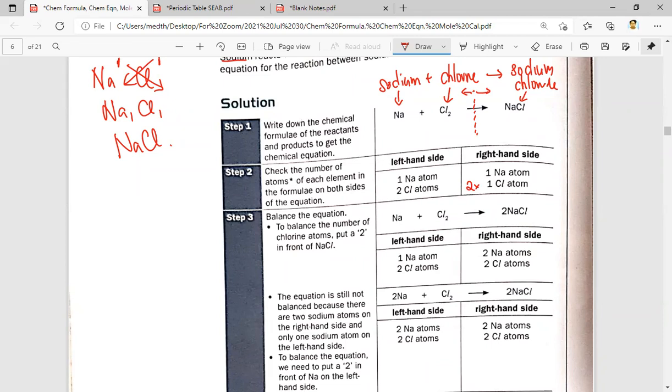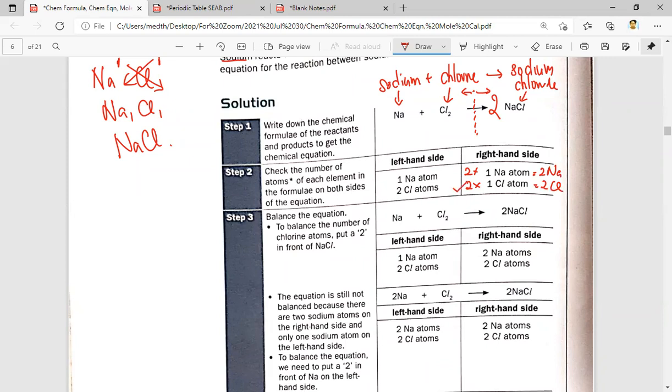But how do I do 2 times? I need to put a 2 in front of the NaCl. By writing this big 2 there, I'm actually doing this. So now I have 2 sodium and 2 chlorine. Chlorine is now balanced. Left hand side 2, right hand side 2.